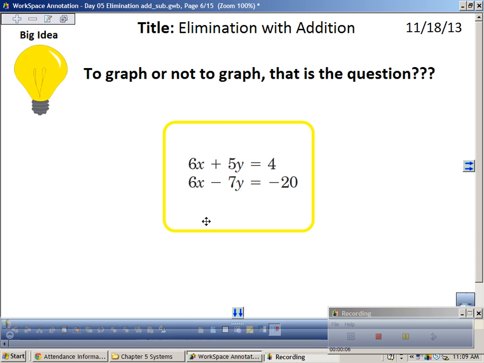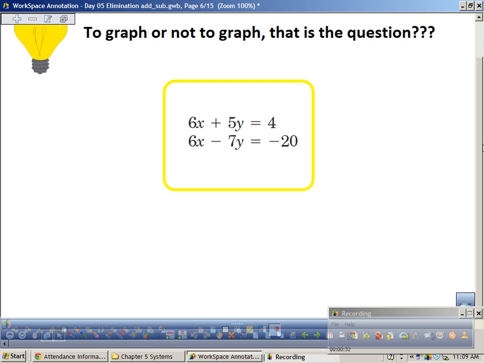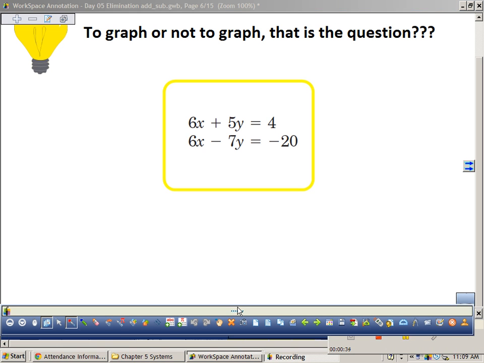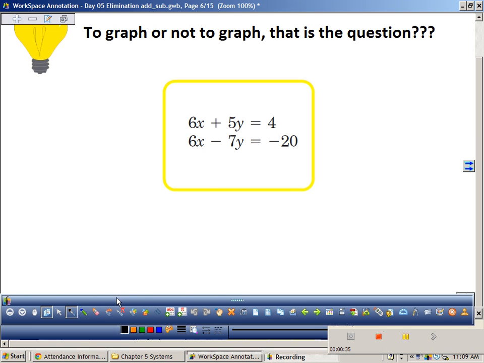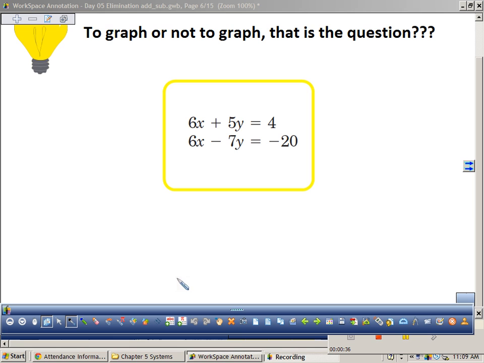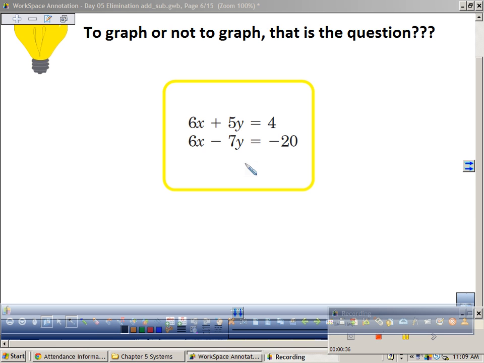So why would I not want to graph this one? Just by looking at it, why wouldn't you want to graph this one? Lena? Well, it's not in y equals mx plus b, first of all. So you'd have to solve for it first, right? Then you'd have to graph it. But what would make it not fun to graph? Anybody see it?